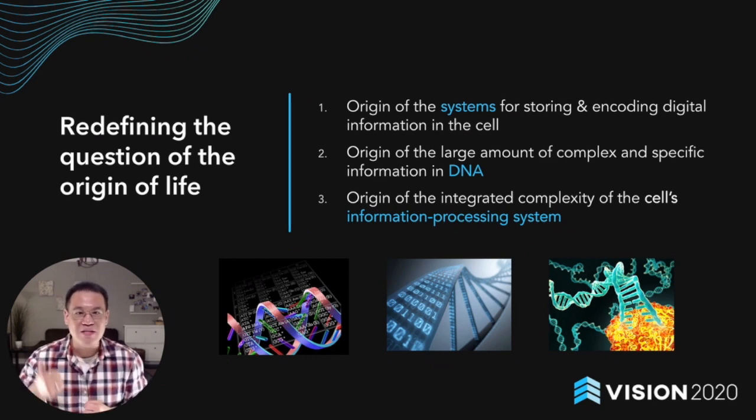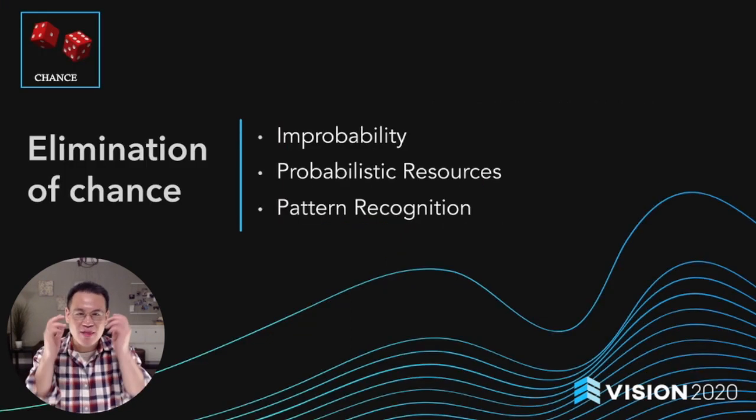Number one, the origin of the system for storing and encoding information in the cell. Number two, the origin for the large amount of complex and specific information found in DNA. And number three, the origin of the integrated complexity in the cell's information processing system that was required for life: transcription, translation, and replication.